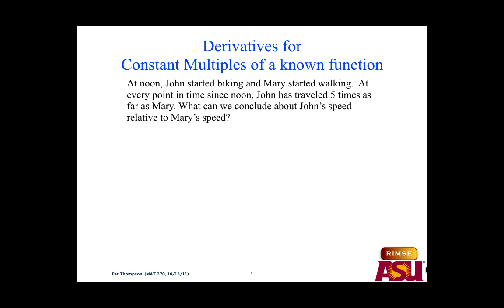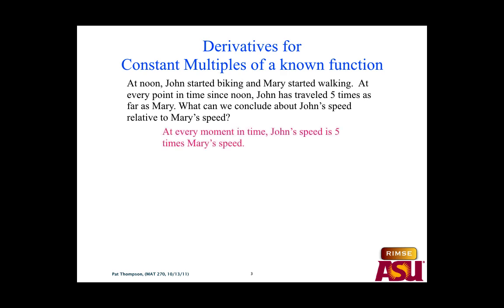So if we're measuring in miles per hour or feet per second or meters per minute, whatever sort of units we're imagining for this computation, if one distance is always 5 times as far as the other distance at every point in time, I don't know what the pattern of these distances are, but if one person's always traveled 5 times as far as the other while they're moving, then the speed of the one must be 5 times the speed of the other.